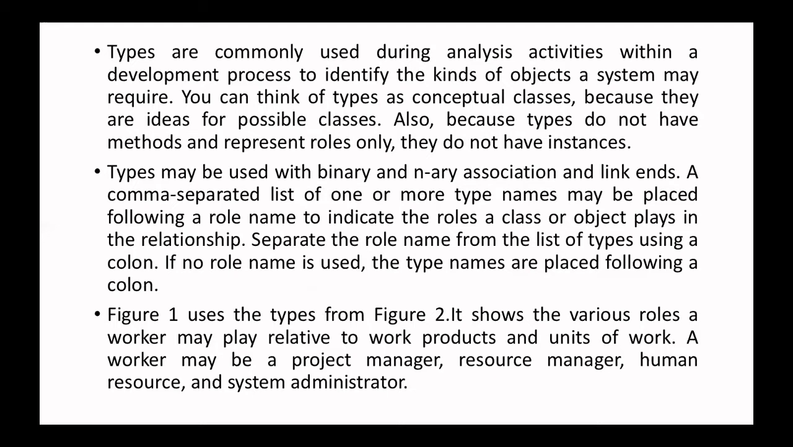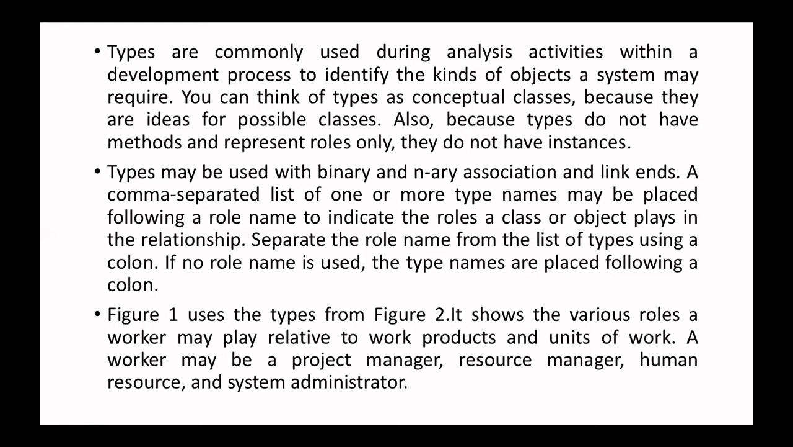Now moving to the next: types may be used with binary and n-ary associations and links. A comma-separated list of one or more type names may be placed following a role name to indicate the roles a class or object plays in the relationship. Separate the role name from the list of types using a colon. If no role name is used, the type names are placed following a colon.